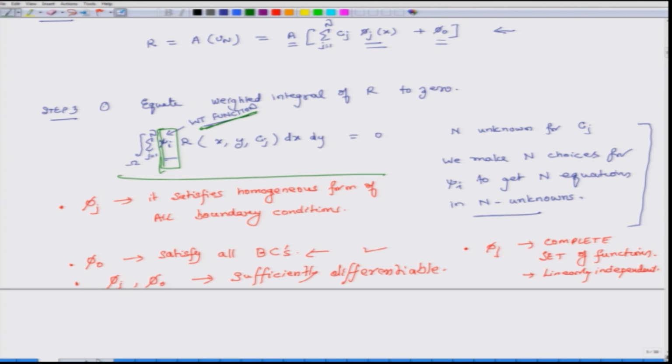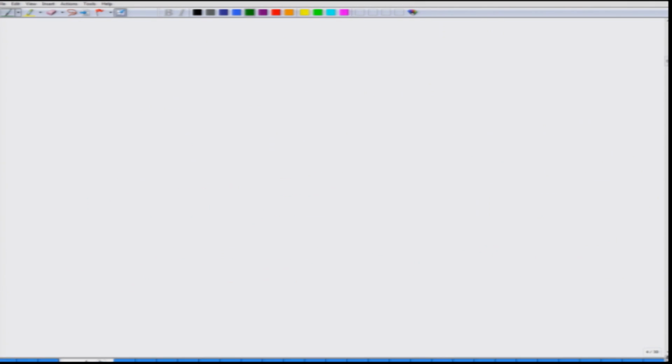I had mentioned that this weighted residual method has different flavors, and depending on the choice of our weight function, it becomes a particular type of weighted residual method. So today we will discuss some of these methods, and the first method we are going to talk about is called the Petrov-Galerkin method.